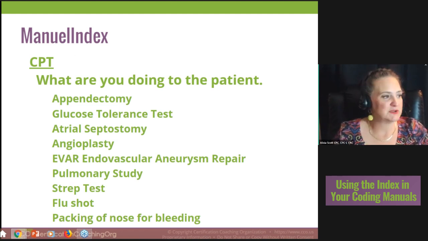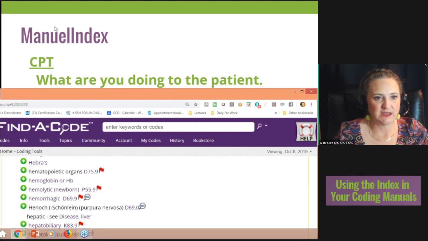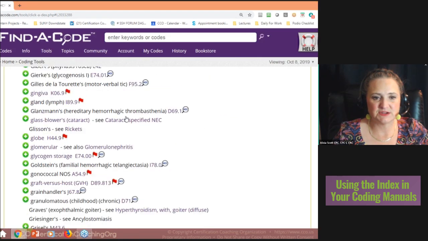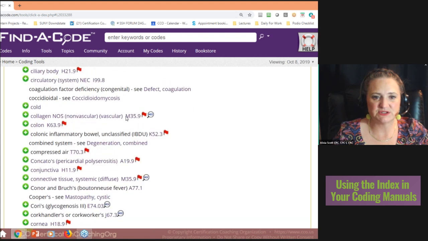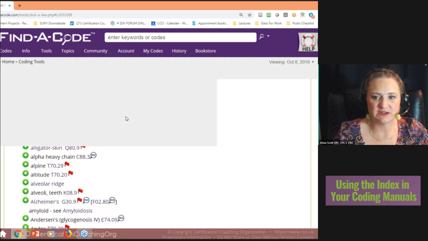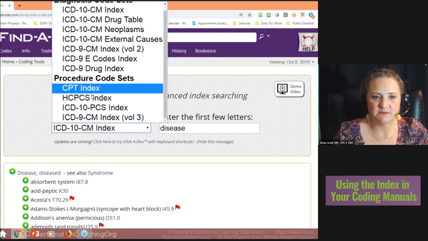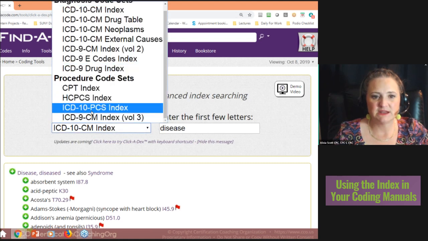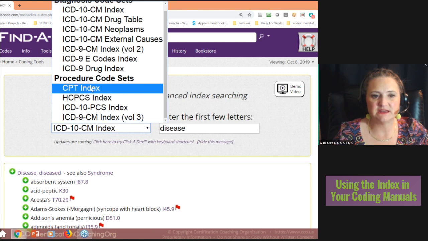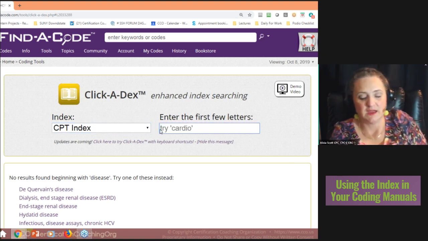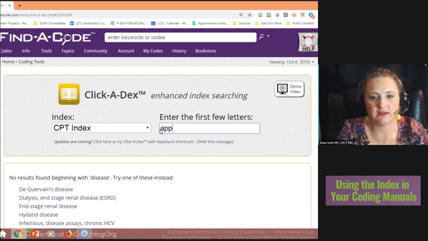So actually what I'm going to do is move this over real quick. To show you how quick this is, I need to switch to my other manual, because we've been looking up ICD, right? So now we're going to look up CPT, and keep in mind, CPT is a different manual, so it's what you do to the patient, not what is wrong with the patient. Okay, so let's look up appendectomy.